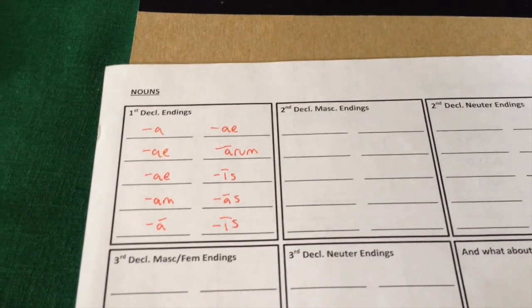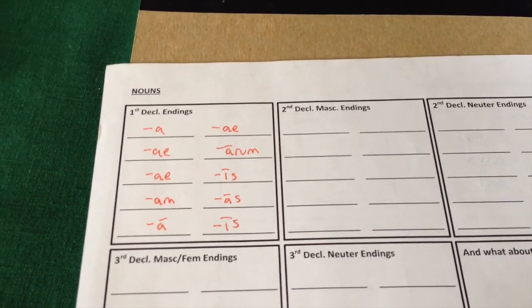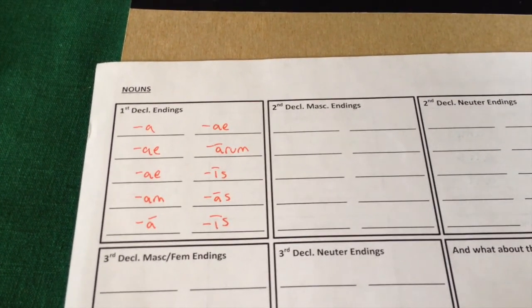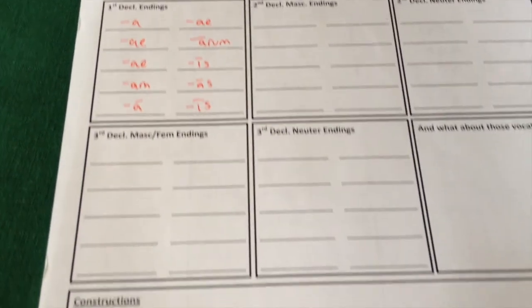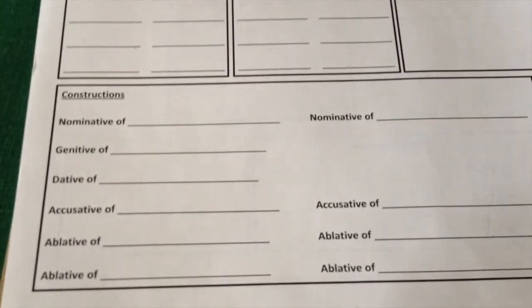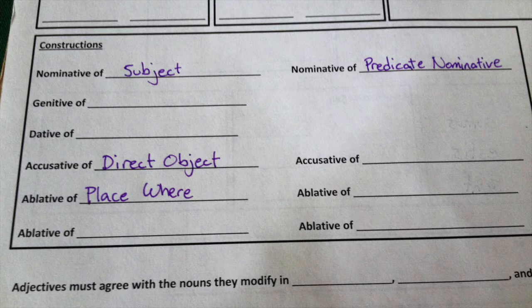Now that we've talked about constructions, we're going to go back to the nouns side of our sheet, and we're going to let our eyes travel down where we can fill in those constructions that we just put in our notes. So we'll fill in nominative of subject, nominative of predicate nominative, accusative of direct object, and ablative of place where. That's it for constructions, and I'll see you next time we're in class.